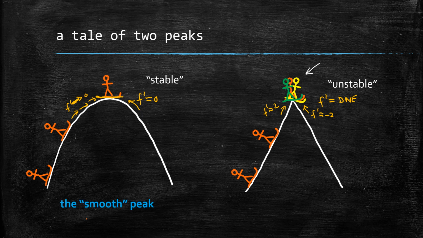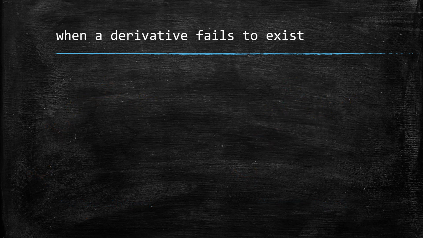So I'm going to refer to the first one as the smooth peak and the second as the pointy peak. I have those in quotation marks because, well, smooth is a mathematical term, which we'll talk about later. Pointy is not, so please don't use that in your descriptions of calculus moving forward. So let's take a closer look at the calculus behind whether a derivative exists or not.